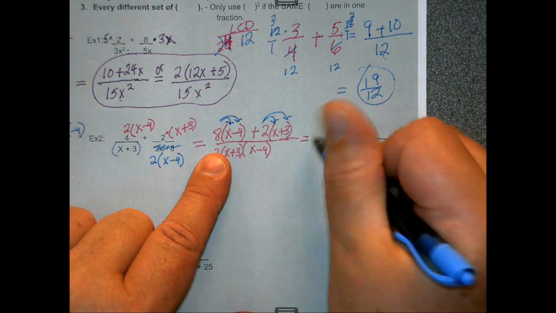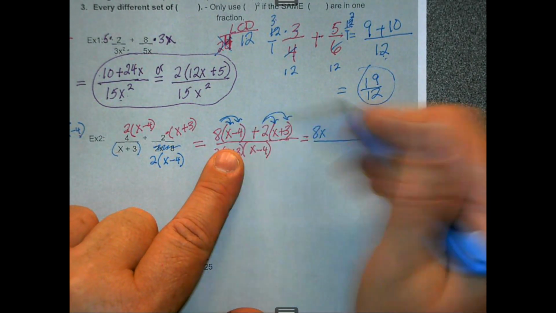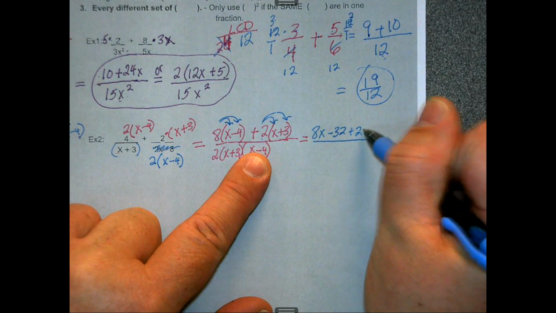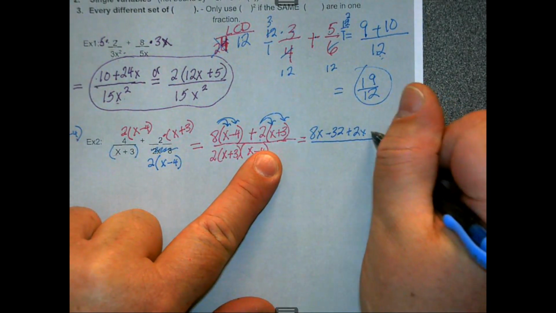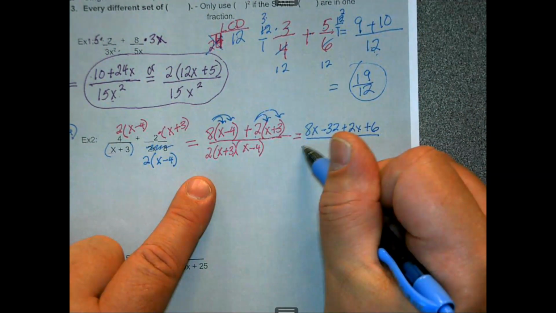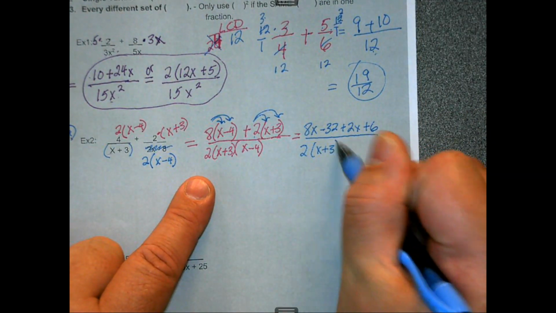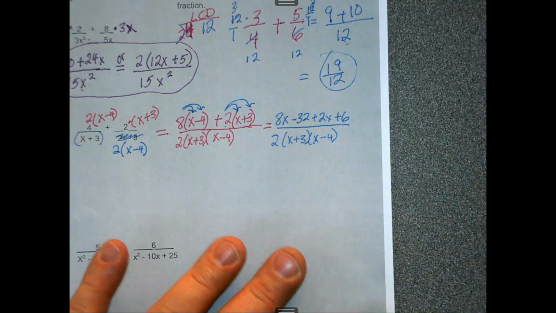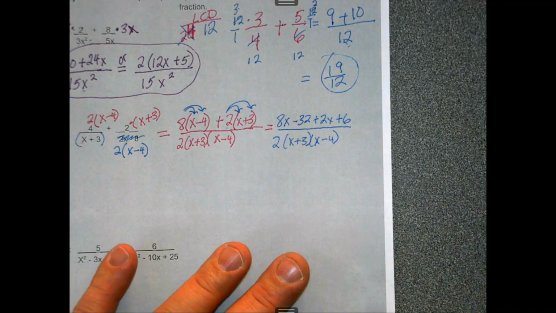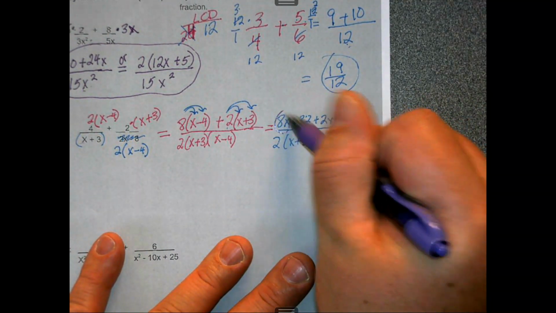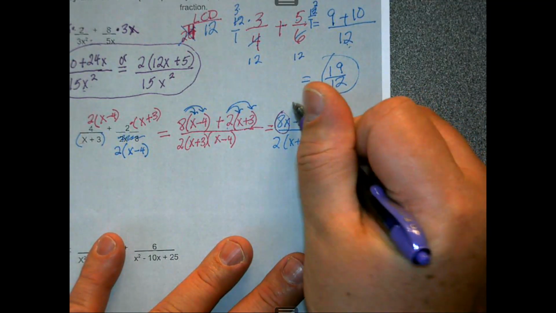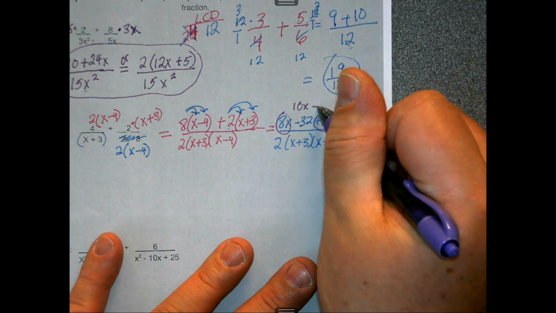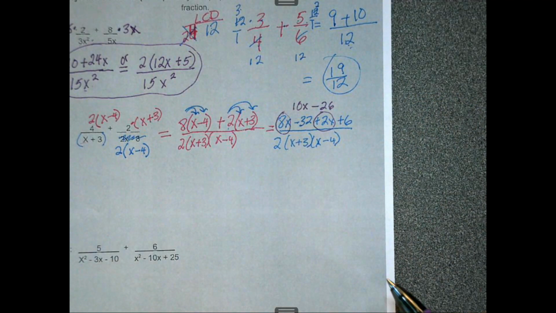So I have 8 times x is 8x. 8 times negative 4 is negative 32. Positive 2 times x is positive 2x. Positive 2 times positive 3 is positive 6, all over 2 times x plus 3, x minus 4. Okay, if I combine like terms, let's see. 8x plus 2x is 10x. Negative 32 plus 6 is negative 26. Yikes.